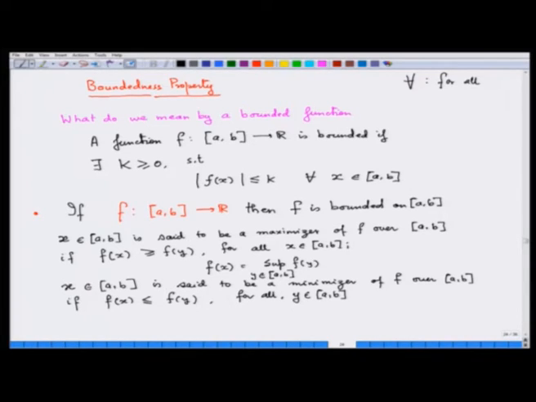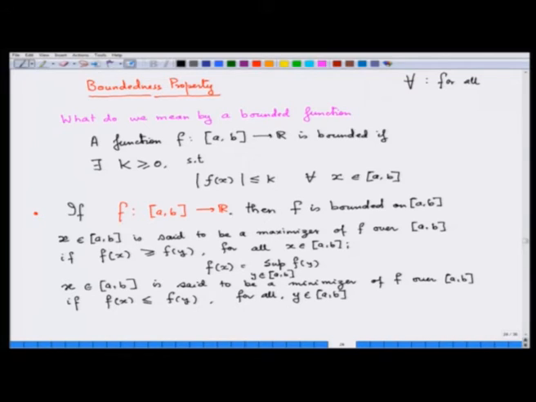So, what is great about the maximizer or minimizer? A maximizer or minimizer may not exist. You might wonder whether, if f from a to b to R is continuous, then f is bounded. Of course, remember we are only talking about continuous functions. So, maybe I am not very clear on this. Let me write it down.